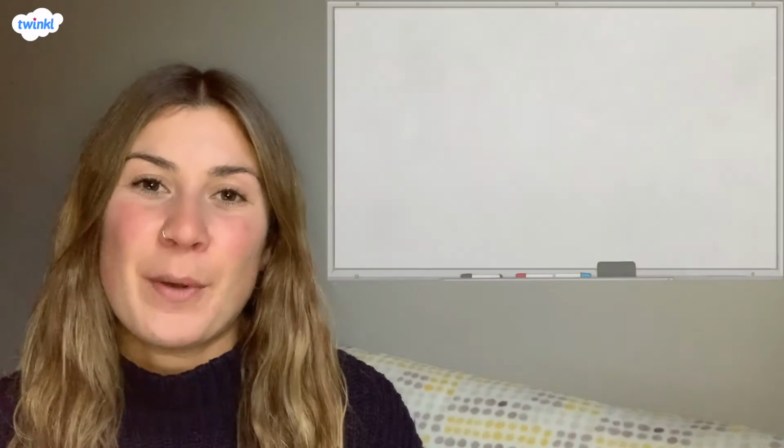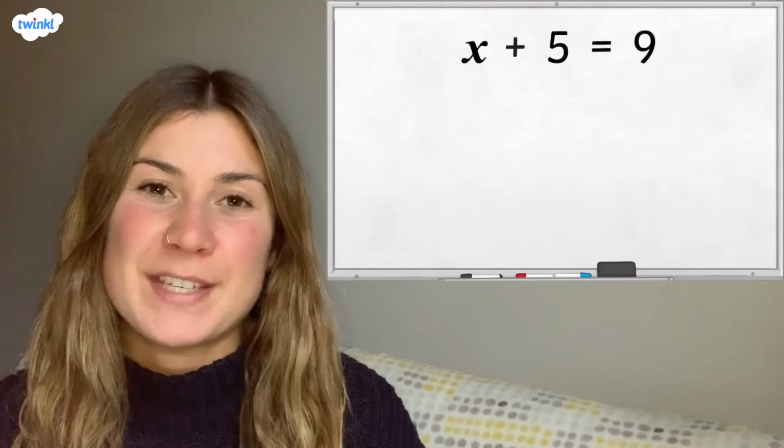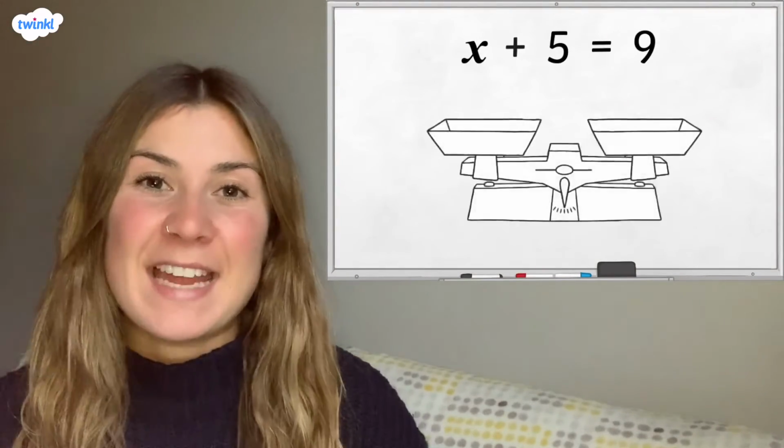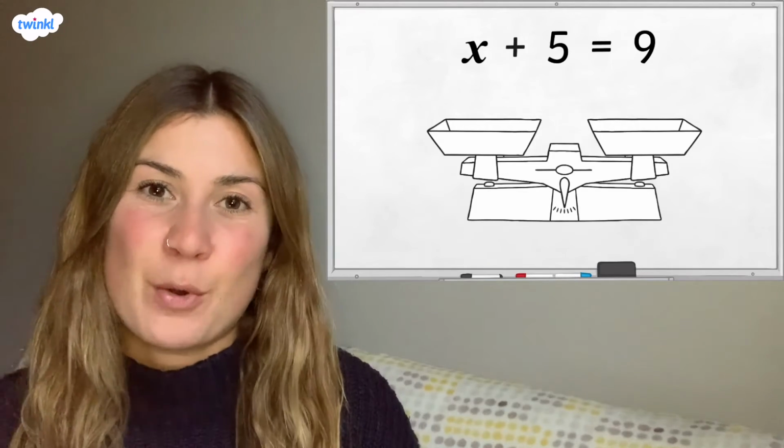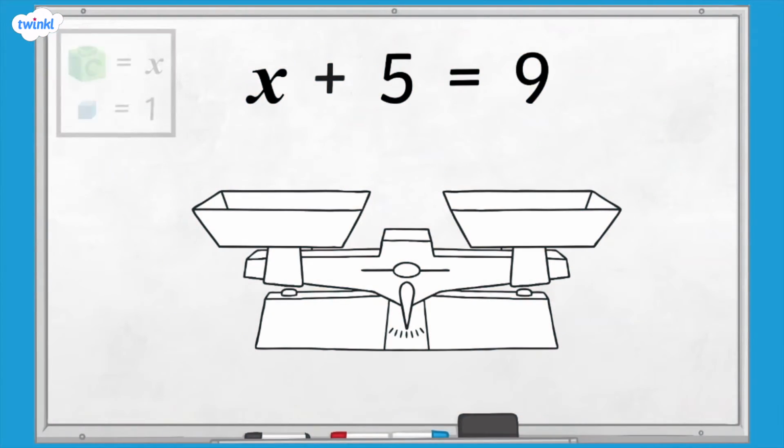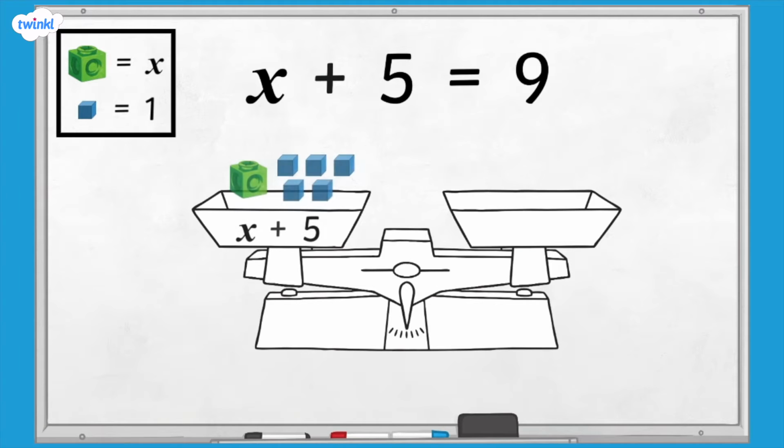Let's start with the equation x plus 5 equals 9. We can use a balance scale and cubes to represent this equation. We will use an interlocking cube to represent x and a base 10 ones cube to represent 1. On one side of the equation we have x plus 5. We can represent this using one interlocking cube and 5 base 10 ones cubes. On the other side we have 9. We can represent this using 9 base 10 ones cubes.